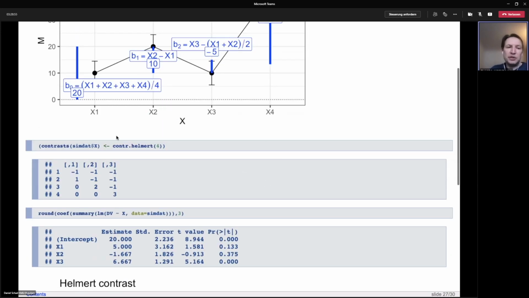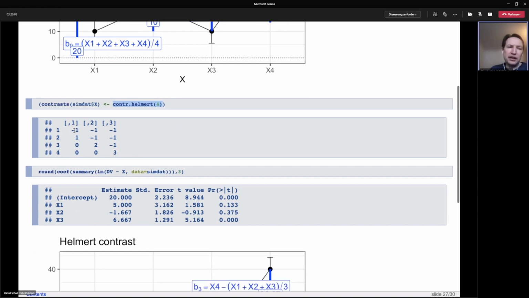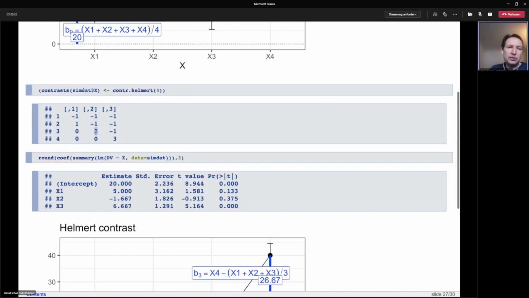So we can obtain the contrast matrix for Helmholtz contrasts here, 4 factor levels. And the contrast matrix looks like that. The standard Helmholtz contrast. The first contrast codes -1 and 1 here. So it's a comparison of x1 versus x2. The second contrast compares x1 and x2 against x3. So -1, -1, and +2.